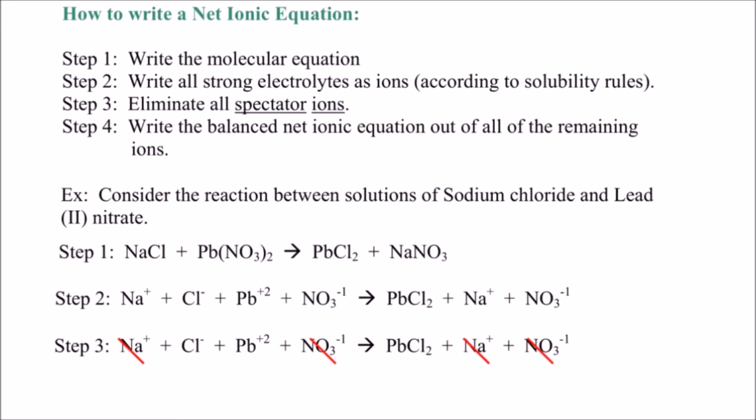So now we're going to write the balanced net ionic equation out of whatever's left. Okay, so we have 2 chlorides over here, so we had to multiply by 2 on this side, and 1 lead over here, so we left it as 1. So this is the balanced net ionic equation, where we have our ions over on this side, and then our solid product over here.